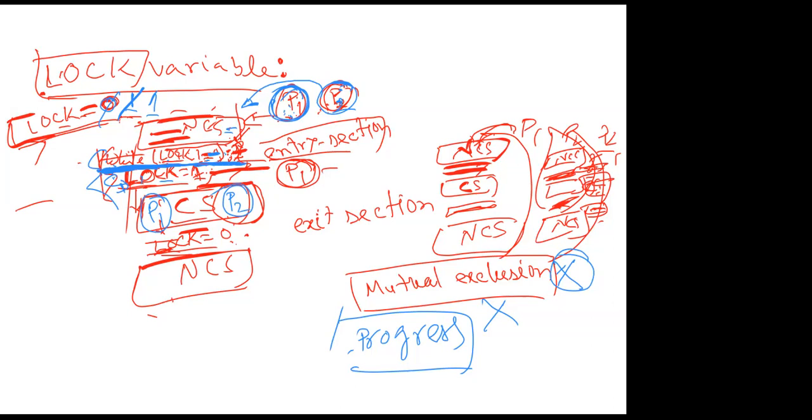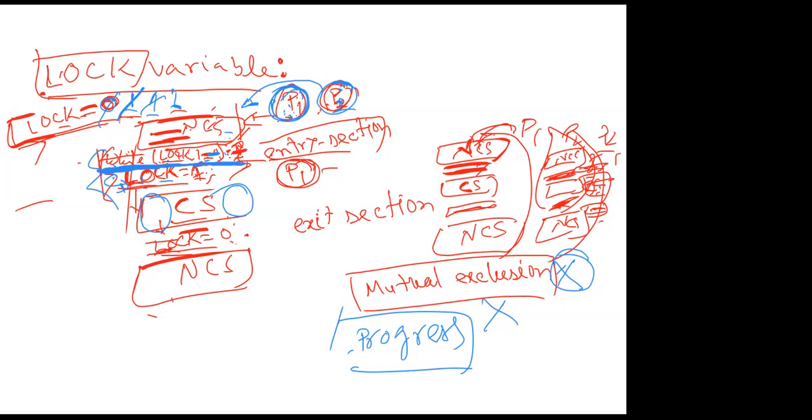Let's say process P1 is trying to enter the critical section. At first the lock is 0, so P1 makes the lock value 1 and enters the critical section. Now let's say process P2 is scheduled and tries to enter, but P2 cannot enter the critical section because P1 is already inside it.